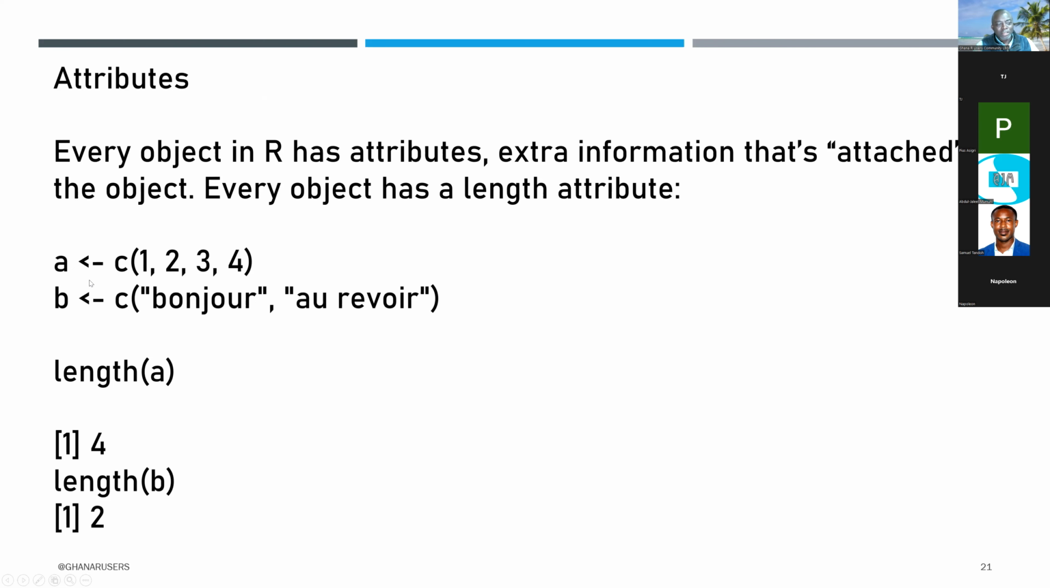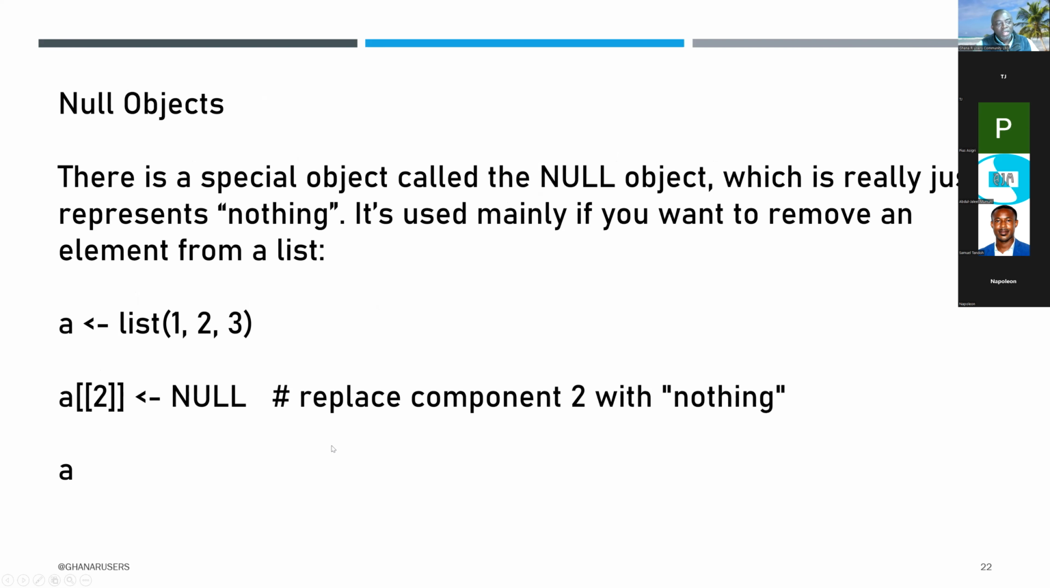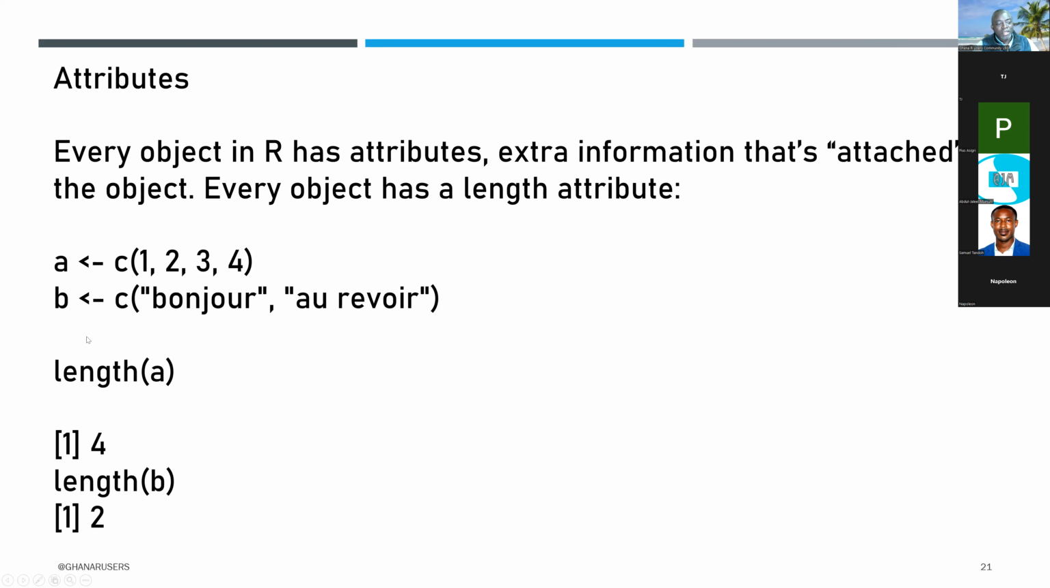Now, what are the attributes of A? That's a length. What are the attributes of B? That's also length. The same way, other attributes could be maximum, max A, or minimum A. And this is the max and minimum for the arithmetic operations. Okay.